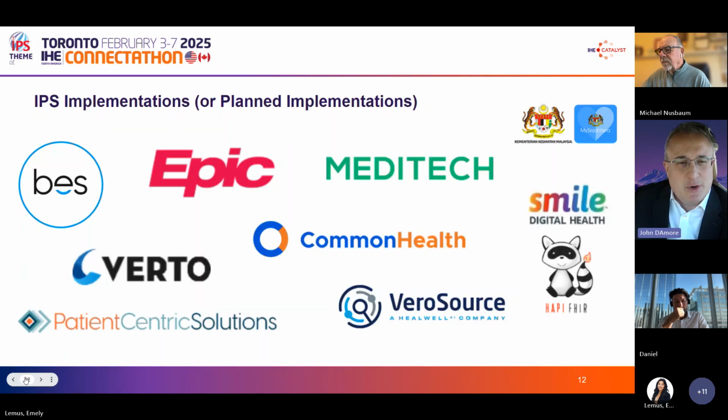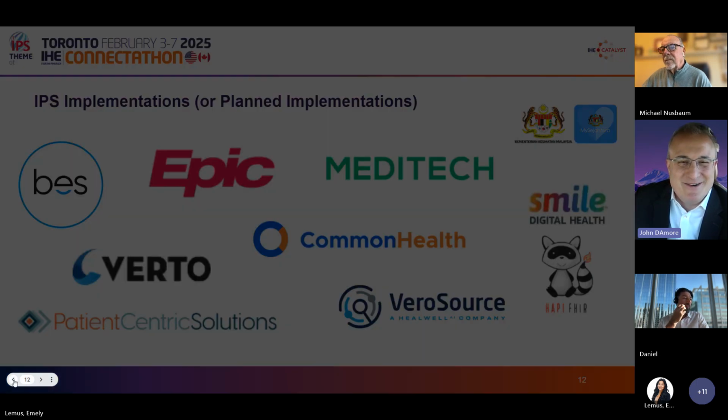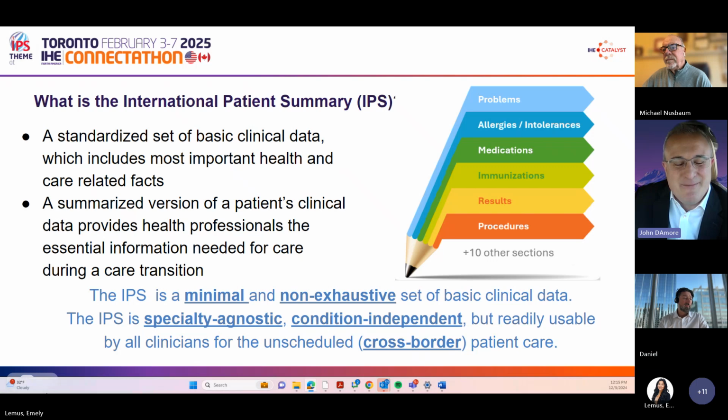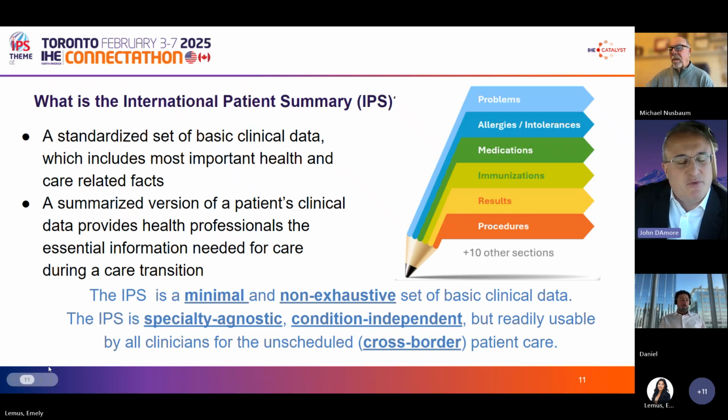What are the sections? So if you go back just one sec there, what are the sections in the upper right? So I mentioned a couple of them already. So problems, allergies, and medications are ones that are required as part of the IPS, and that's really specified in the ISO 27269 standard that we'll speak about in a little bit. But there are also other sections that you can provide as well. Three of the ones that are probably most commonly used are immunizations, diagnostic results, and past procedural history. But there are 10 other sections as well that are available in the IPS.